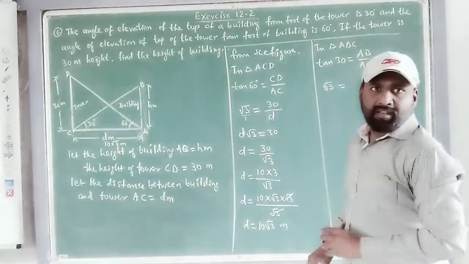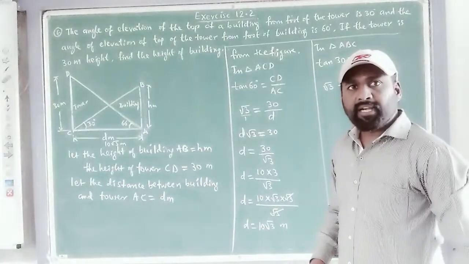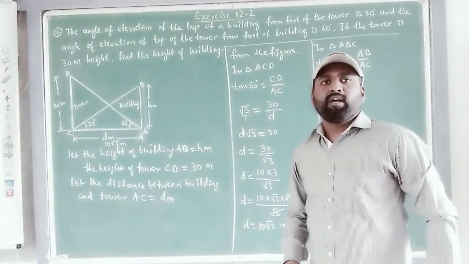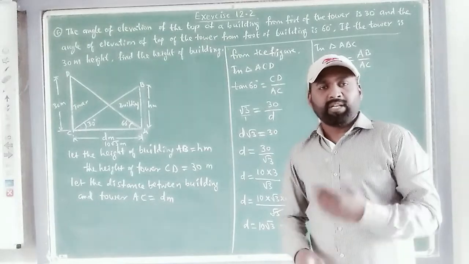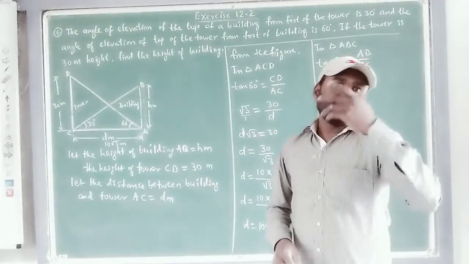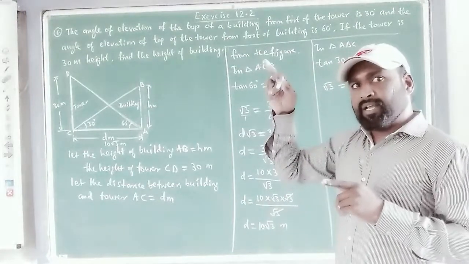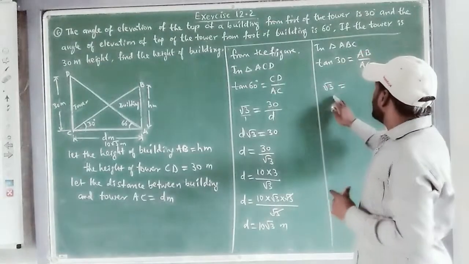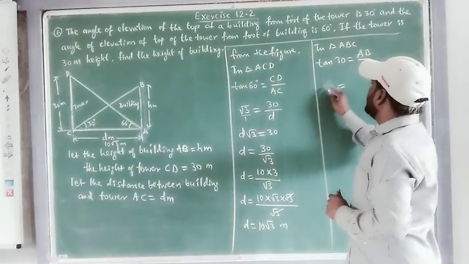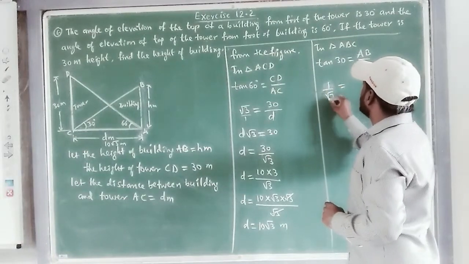Now the tan 30 value is sin 30 by cos 30, where sin 30 is 1 by 2 and cos 30 is root 3 by 2. Taking the reciprocal of root 3 by 2, upside down, it is 2 by root 3. Then 1 by 2 into 2 by root 3. The 2s cancel, and 1 by root 3 will come. So tan 30 is 1 by root 3.